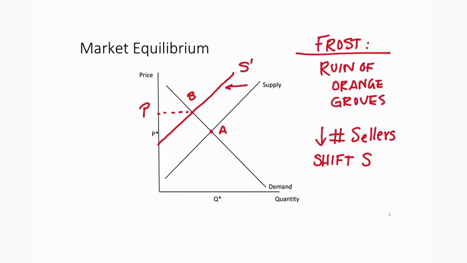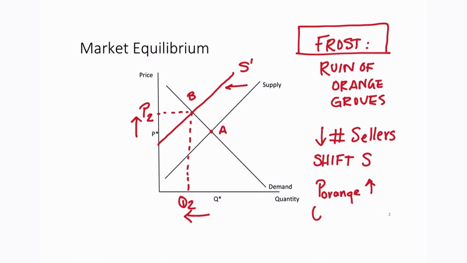We see that the price of oranges is going to rise up to P2 as we reach the new equilibrium point, point B, and the total quantity of oranges is going to decline. So in response to this frost, what we observe is that the price of oranges rises and the quantity of oranges that are available in the market is going to fall.